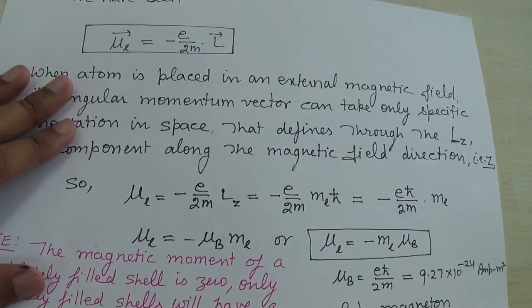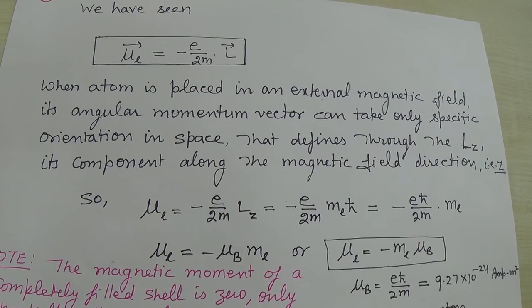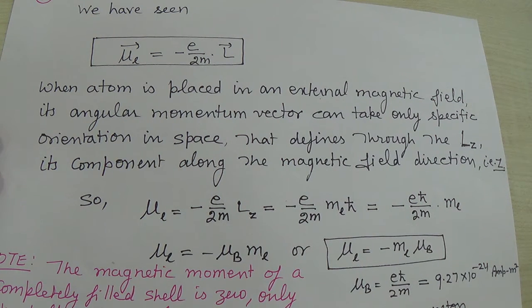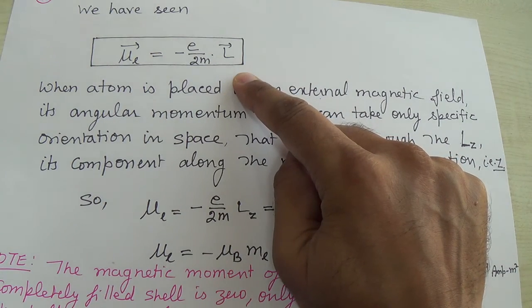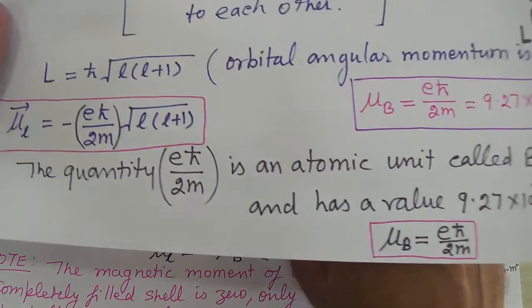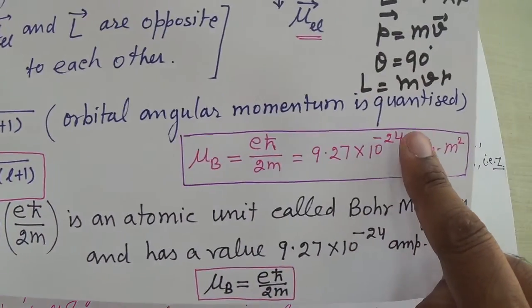Right, so the next point is again about the magnetic moment. As I told you, we have seen here that mu L is equal to -e upon 2m into L. Earlier I put the value of L as h cross root of L(L plus 1), because orbital angular momentum is quantized.